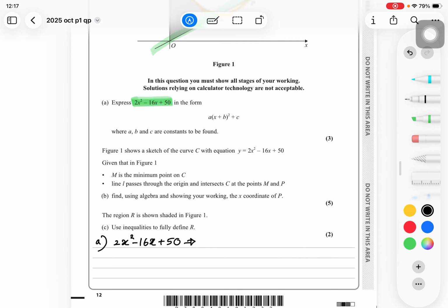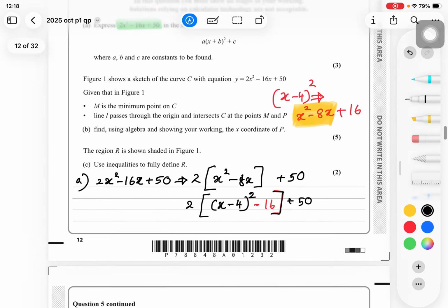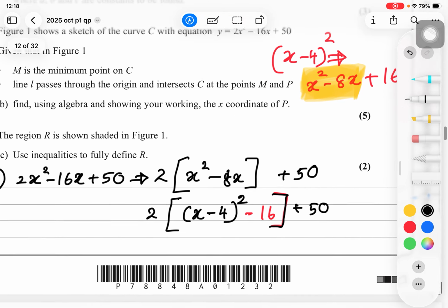So whenever we have x minus 4 whole thing squared, what we would get is x squared minus 8x plus 16. Since we only need these two terms, we can subtract what is coming extra, which is this. So when we do the subtraction here, we will have negative 16 plus 50. Now it's just a matter of simplifying further. So it is 2 times x minus 4 squared minus 32 plus 50.